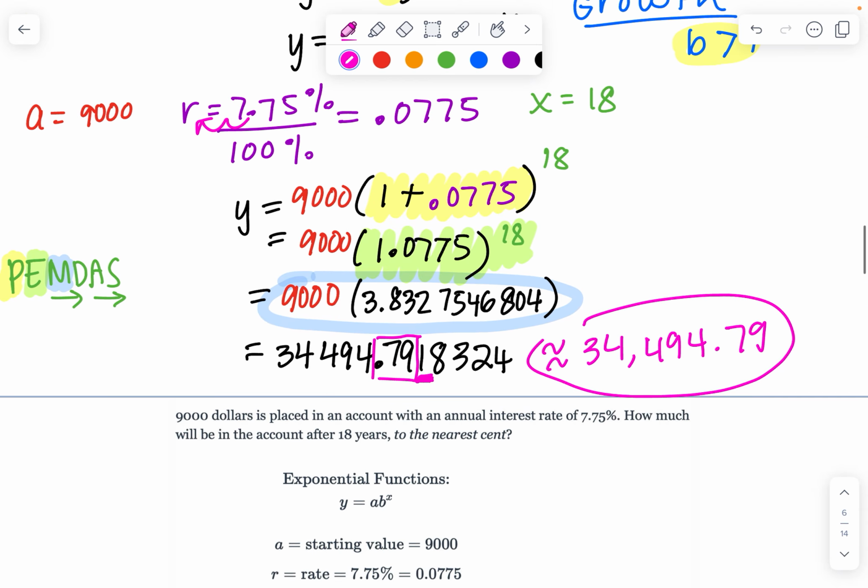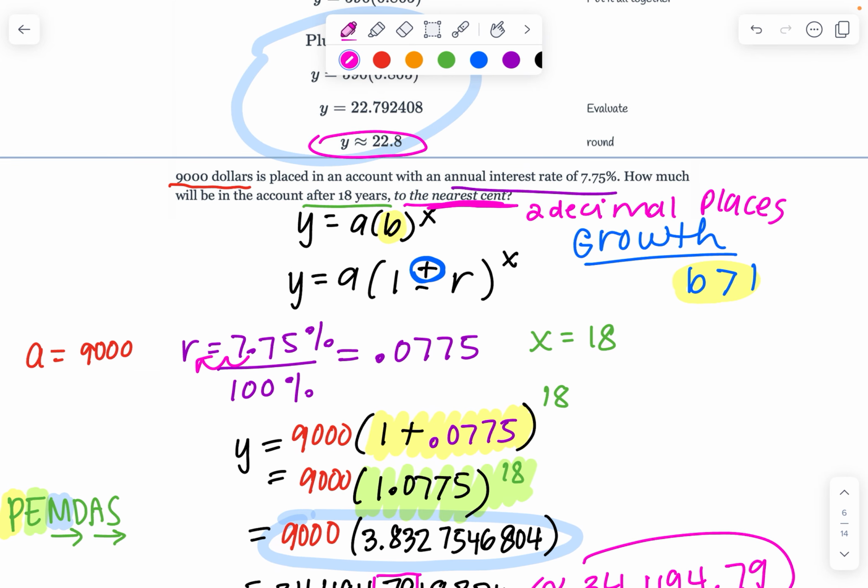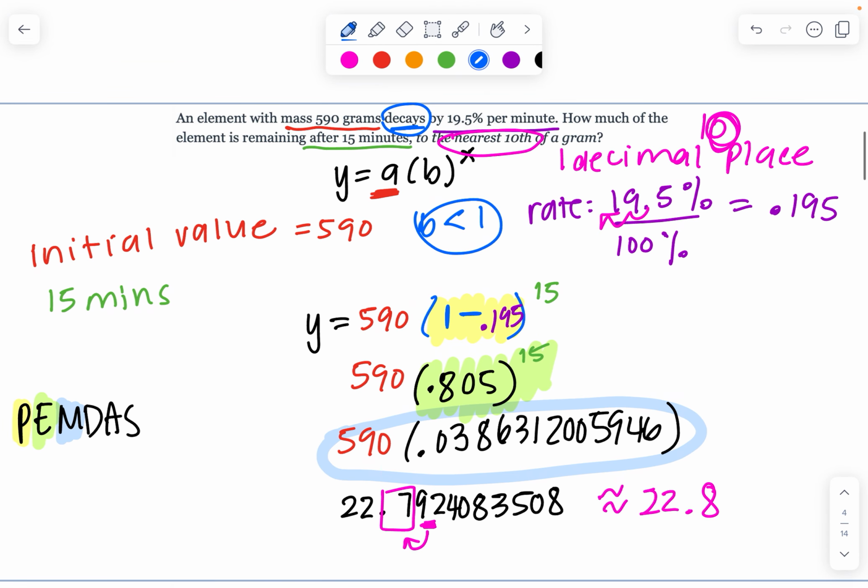Now, let's say you got this and you didn't round correctly. Again, there's no penalty. So don't worry about getting it wrong. Worry about understanding how the process is. Again, if it's a growth problem, things are getting larger, it's going to be 1 plus your rate. If you know that something is going to be decay, like our first problem, it's going to be 1 minus your rate, because that's going to force us to get the proper base.